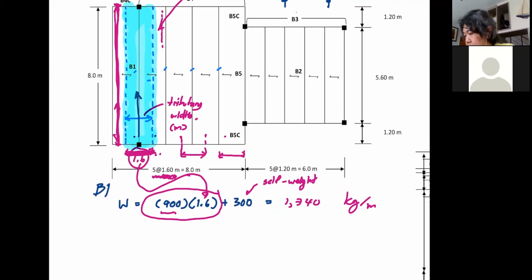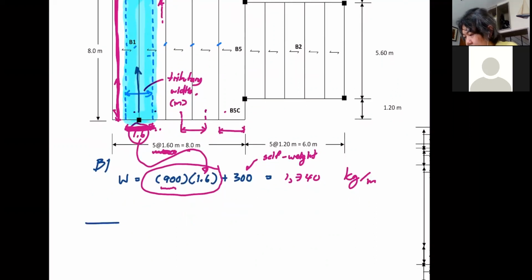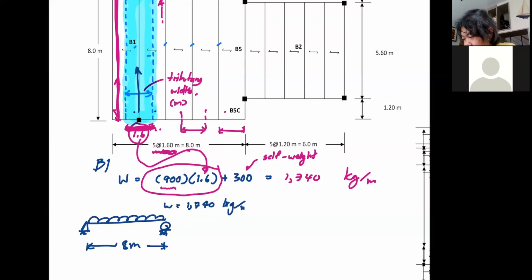So now you can look at beam B1. And I'm going to draw the free body diagram again here. Because the nature of the load is uniform load, you can expect your beam to look like this. So the length is 8 meters. So now this is the free body diagram. And when you are in the world of statics, this is given directly to you. But in the real world, nobody's going to do this for you. You need to be able to look at the floor plan and calculate the load that your beam has to carry by yourself. So this W becomes 1740 kilogram per meter, right? So everyone is with me in this case.